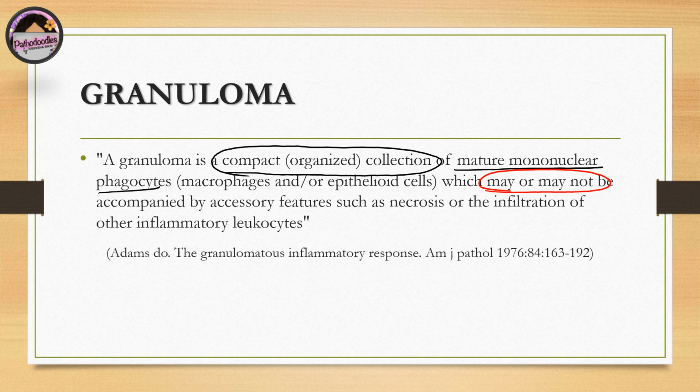Now, for those of you who want to find out the original article, here is the reference. You can go back to the American Journal of Pathology 1976. I think it's open access. You can read this article, Granulomatous Inflammatory Response. It beautifully describes the basic idea behind how granulomas, both foreign body and immune granulomas, are formed. So the takeaway from this definition is that it's a compact organization of mature mononuclear cells, and they may or may not have accessory features.